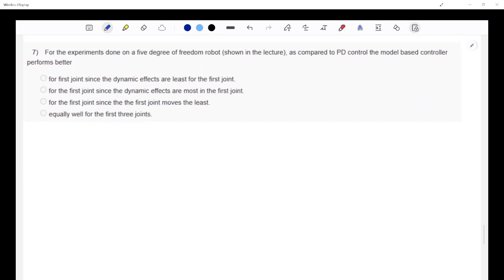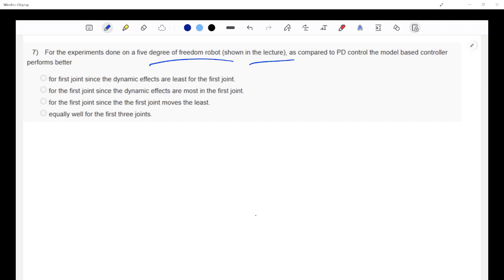For the experiments done on a 5 degree of freedom robot, which is shown in the lecture, as compared to PD control, the model-based controller performs better. For the first joint, since the dynamic effects are least for the first joint. For the first joint, since the dynamic effects are most in the first joint. For the first joint, since the first joint moves the least. Equally well for the first three joints.